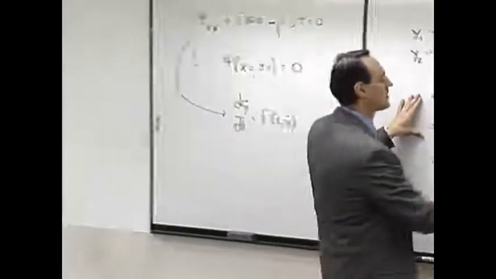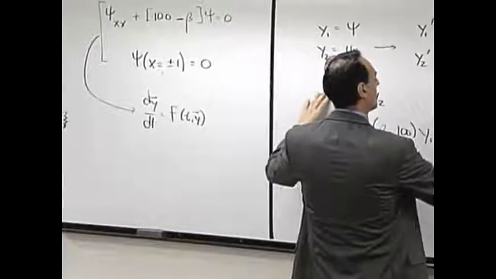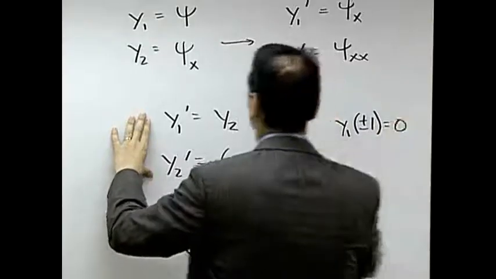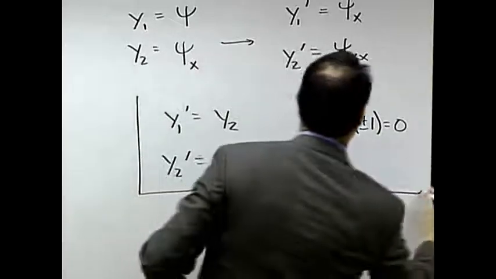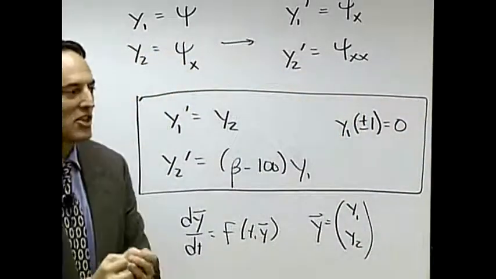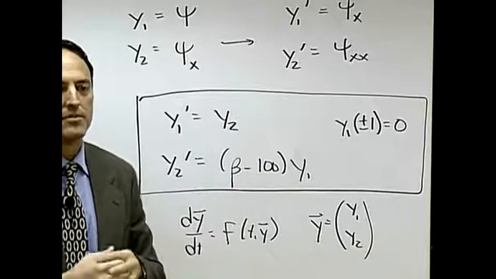So here are our equations with the boundary conditions. I'm going to put a box around that just to know how important it is. There it is. That's our whole problem now. System of first order equations.